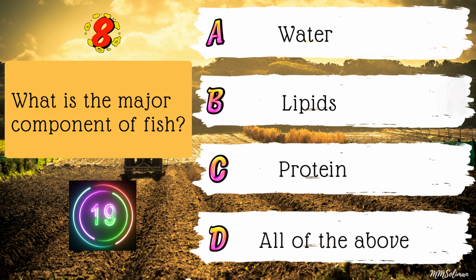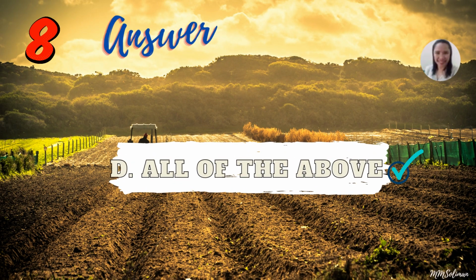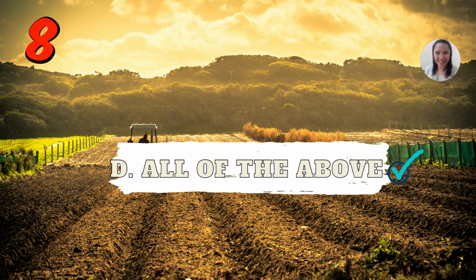What is the major component of fish? A. Water. B. Lipids. C. Protein. D. All of the above. Water, lipids, and proteins are the three major components of fish.